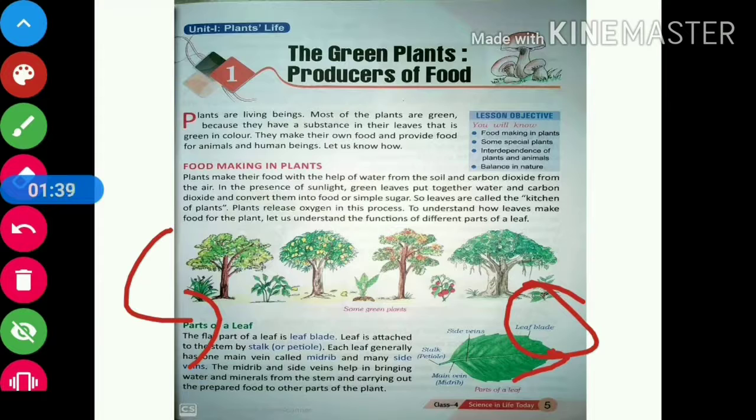Then next is the stalk. What is it? It is the part through which the leaf is attached to the stem. Okay. Now you can also see there is the main vein. This main vein is called the midrib. And there are also a few side veins. So this was about the parts of a leaf.